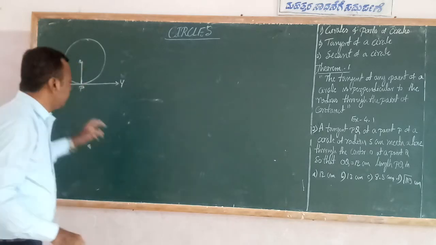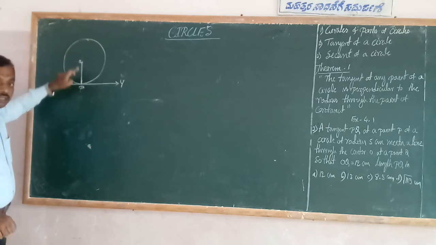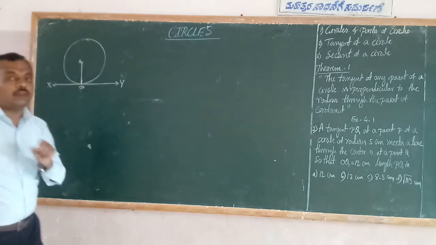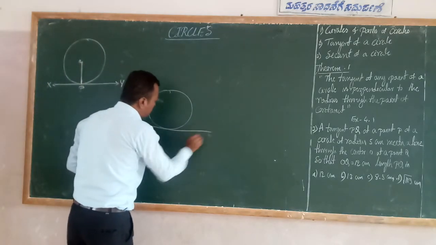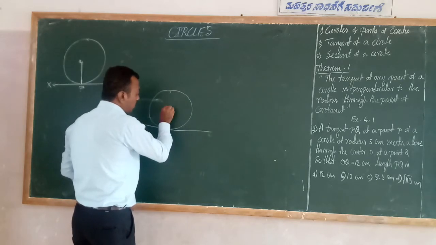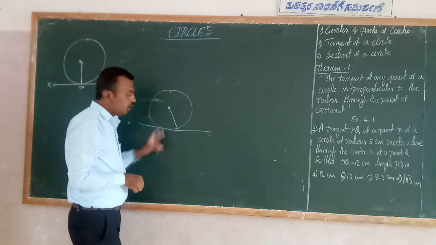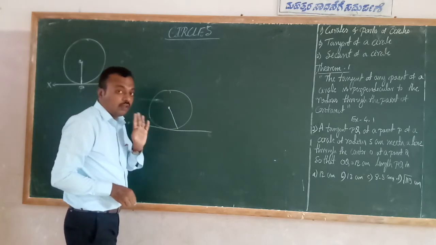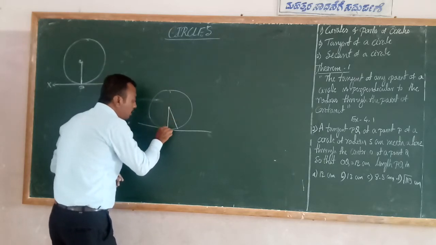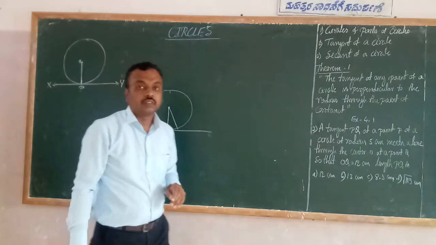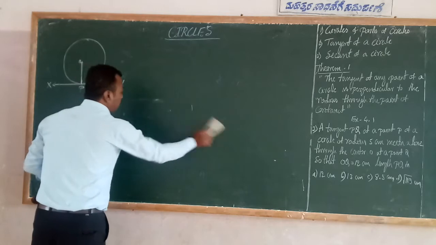What do we prove? This tangent is always perpendicular to the radius of the circle through the point of contact. Suppose like this. So this is a circle, this is a tangent. This is the center of the circle. Okay, this is a radius. So is this radius and this tangent perpendicular to each other? No. So how does it become perpendicular? The radius must be drawn through the point of contact on the circle. Then they become perpendicular to each other. So that one we have to prove. Okay. So what is the given?